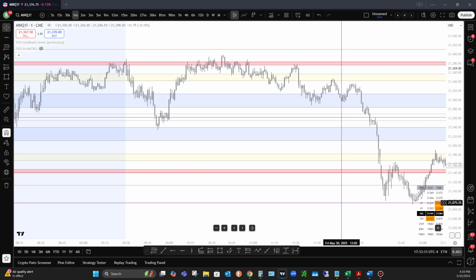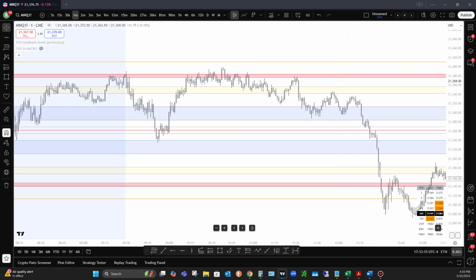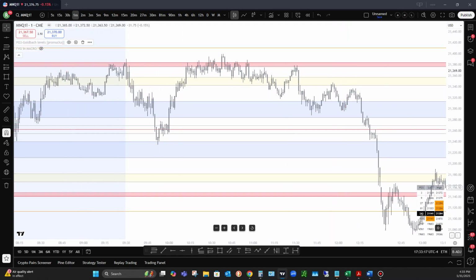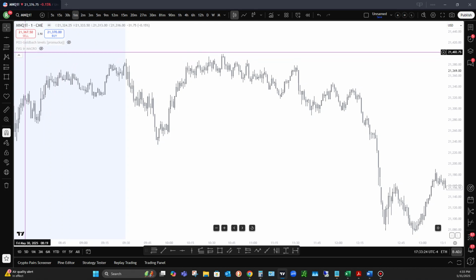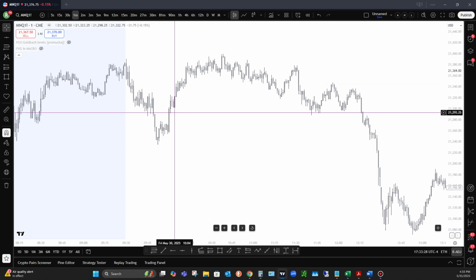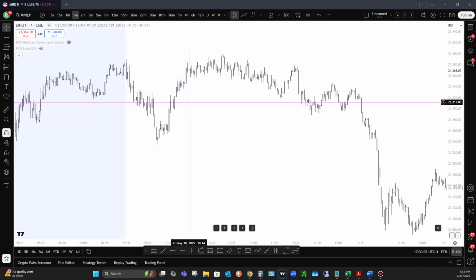There are a couple of things you could do. One is using the ICT macros. I'm going to turn off the Goldbach level indicator and use this one called fair value gap in macro. It only puts the macros on the price chart, the ICT macros that start 10 minutes before the hour and end 10 minutes after the hour, especially in the morning session.